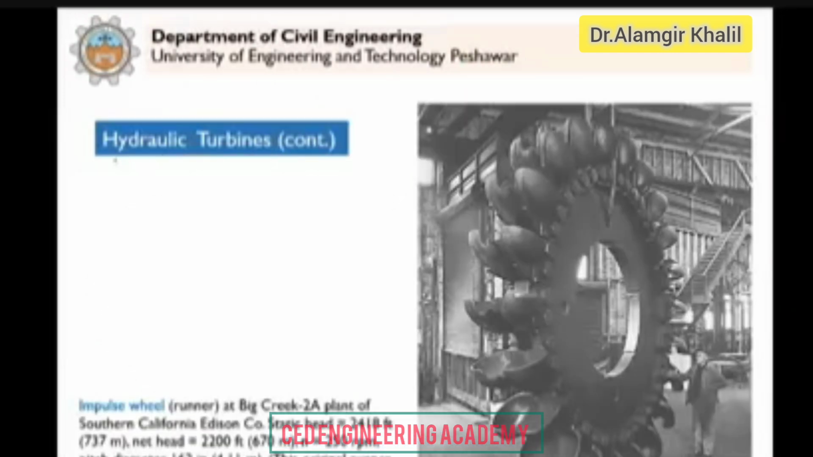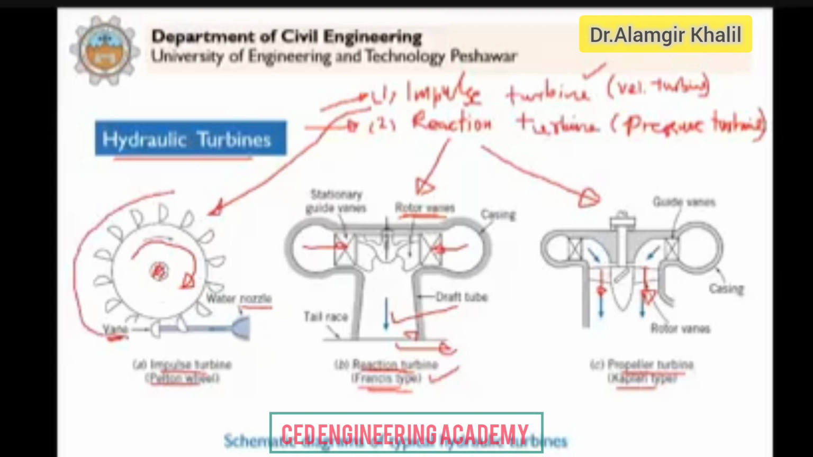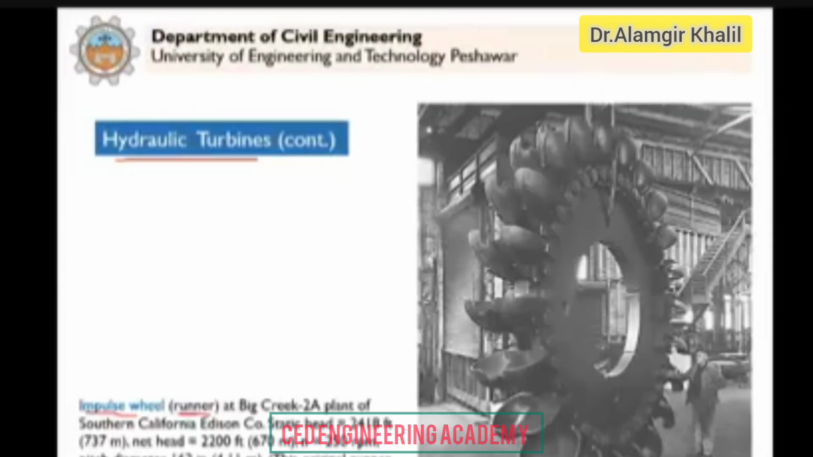So for hydraulic turbines, before we start, this is the impulse wheel runner, the rotating element of the impulse turbine, which you can see in this diagram. There will be a nozzle that produces a high velocity jet. That jet will act on these vanes or buckets, and as a result this wheel will rotate. A shaft is connected with this wheel, and the shaft will be rotated. This is how hydraulic energy is converted into mechanical energy in the form of a rotating shaft.